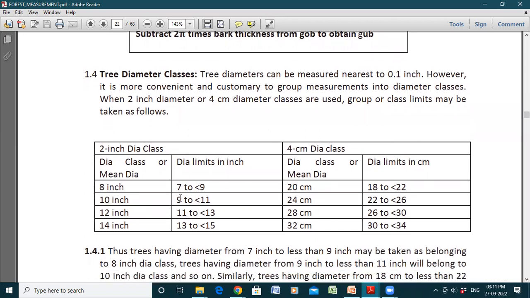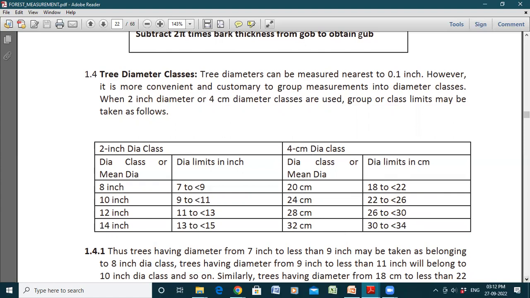Now, for the 2 inch diameter class or mean diameter, that is 8 inch, 10 inch, 12 inch, 14 inch, and the diameter limits in inches will be 7 to 9 for 8 inch, 9 to 11 for 10 inch, 11 to 13 for 12 inch, 13 to 15 for 14 inch. Okay, for the 4 centimeter diameter class or mean diameter, 20, the diameter limits are 18 to 22. For 24, you need to add what? Consider the range as 4, right? So for 20, 18 to 22; for 24, 22 to 26; then 26 to 30 for 28; 30 to 34 for 32.